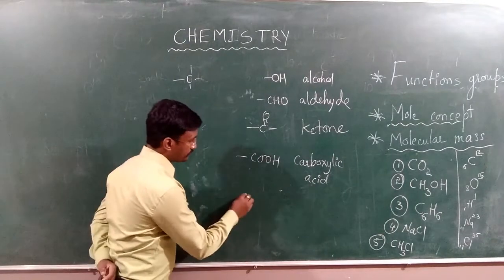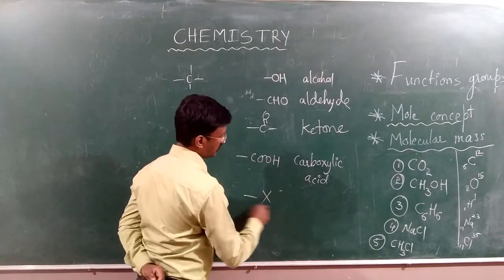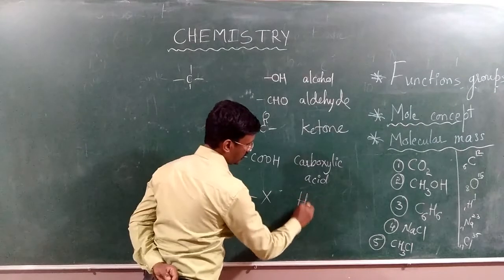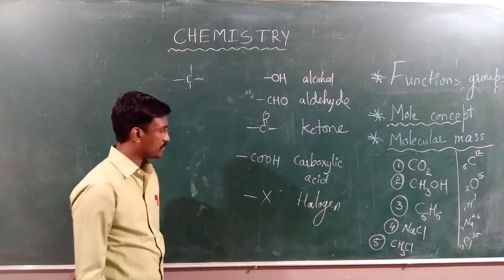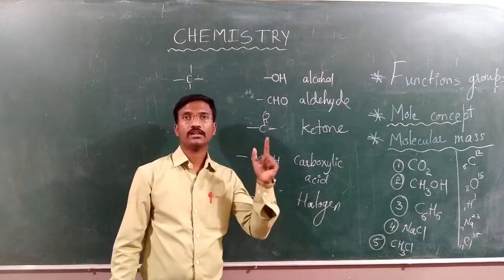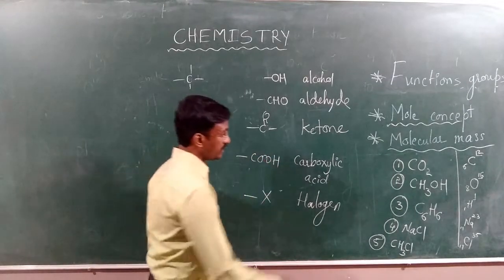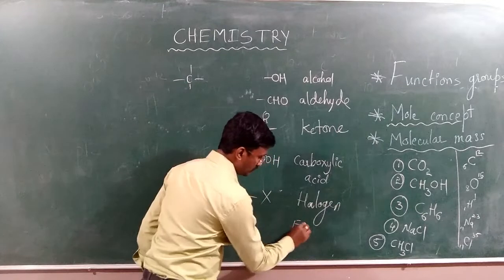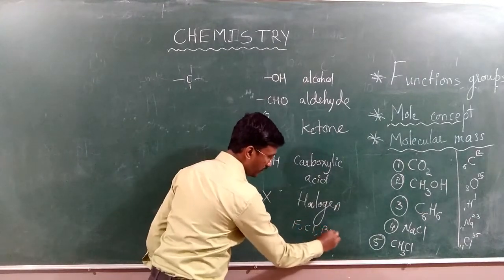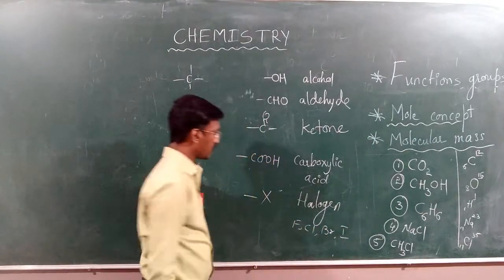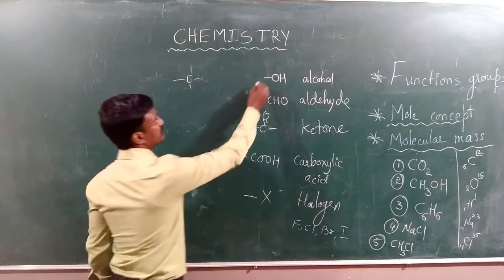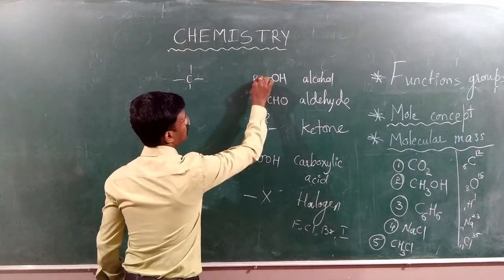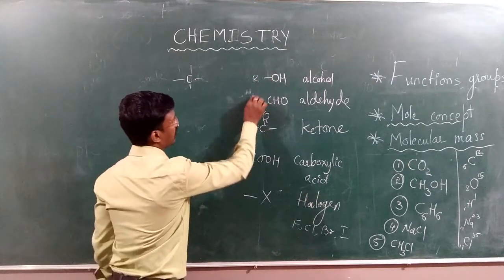So next one, X is called halogens. Here X is nothing but any halogen atom. Halogen atoms are nothing but the group 17 elements in the periodic table, that is fluorine, chlorine, bromine and iodine. These are called halogens. Here I have written the single bond. This is nothing but what? It may be attached to an R. R is nothing but any carbon atom.